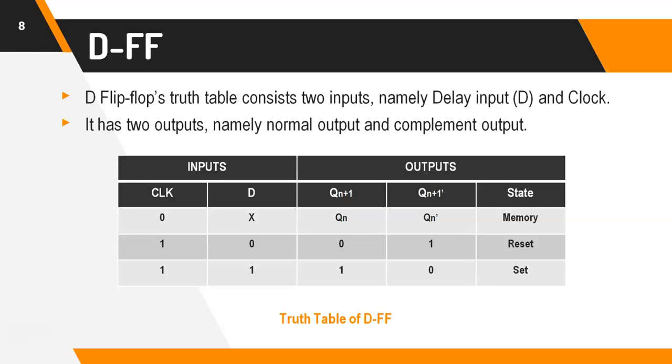Now D input is given as 0. It means S equal to 0 and R equal to 1 because of this complement function. For this condition, the output will be 0. The state is called the reset state. Similarly, when D equal to 1, our S value will be 1 and R value will be 0. At that time, flip-flop output will become 1. It shows that in this state, the flip-flop will be in the set state. That's all about the functionality of D flip-flop.